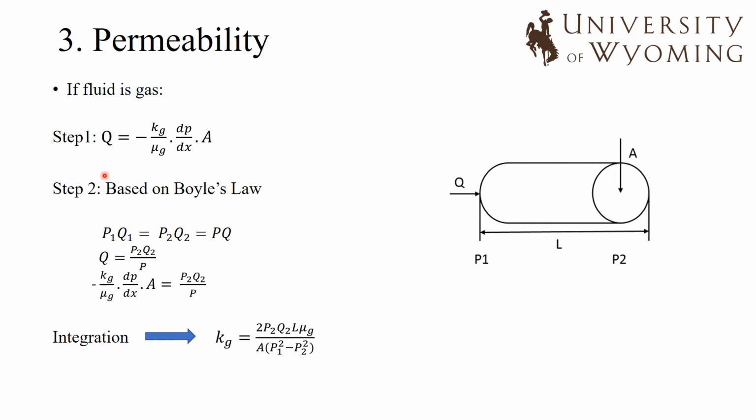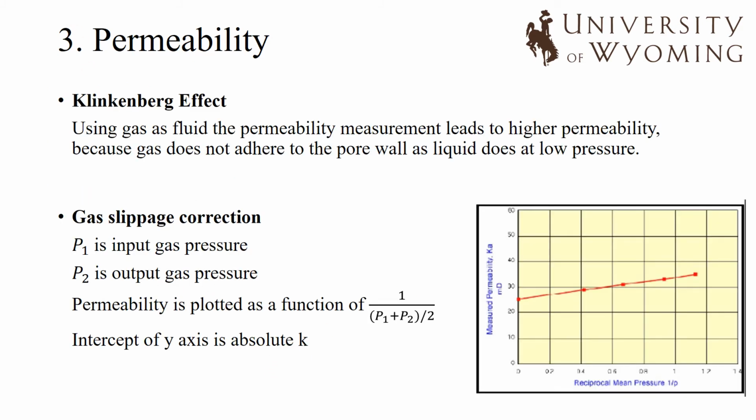If the fluid is gas, we just use absolute permeability or effective permeability to gas divided by mu gas. And since it's just one fluid, we assume that the effective permeability is the same as absolute permeability. So in the end, this is the permeability of gas that we are estimating from this experiment. The only problem with using gases is the Klinkenberg effect, or slippage effect, of gas.